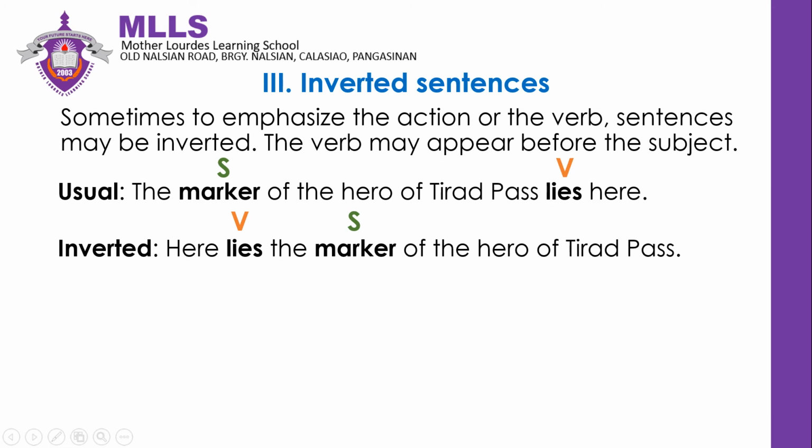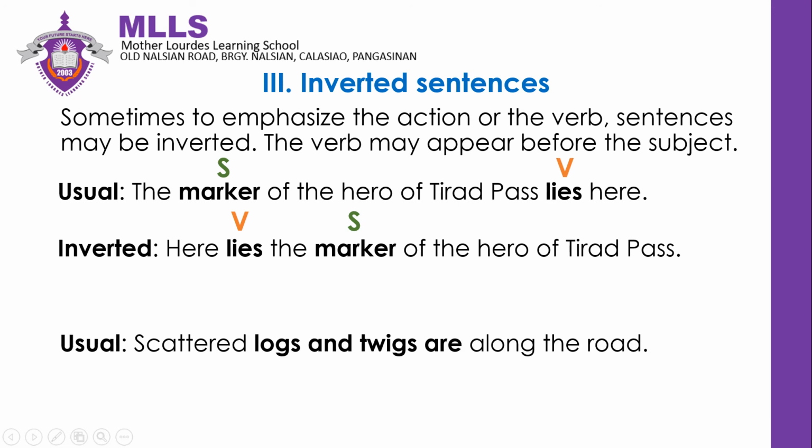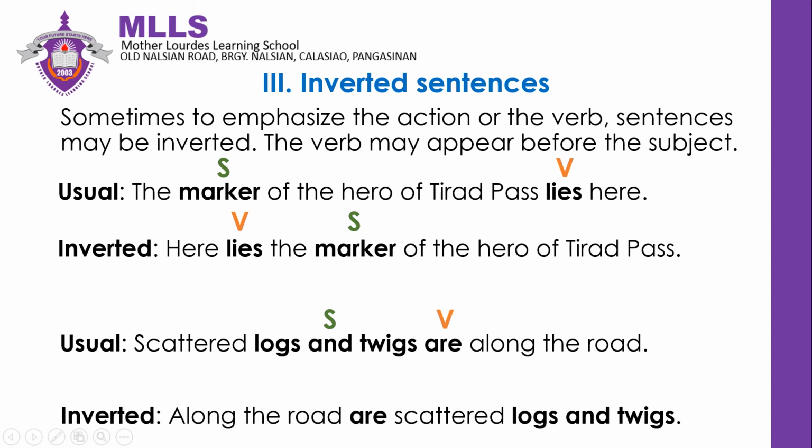Next sentence. Usual word order of a sentence. Scattered logs and twigs are along the road. The subject, logs and twigs, appears before the verb are. Inverted sentence. Along the road are scattered logs and twigs. The verb are appears before the subject, logs and twigs. That is why this is an inverted sentence.